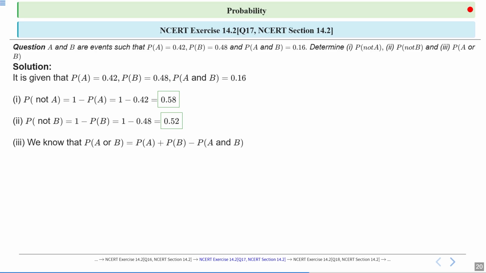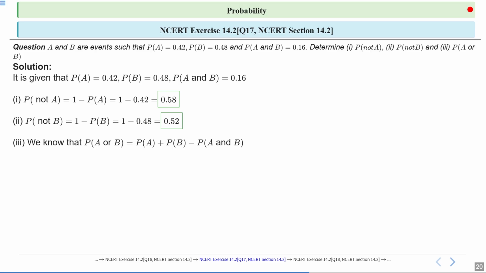Now we know that probability of A or B is equal to probability of A plus probability of B minus probability of A and B. Okay, and this formula you can also write as probability of A union B equal to probability of A plus probability of B minus probability of A intersection B. Okay, so just see, we have given probability of A is 0.42, probability of B is 0.48, and probability of A and B is 0.16.